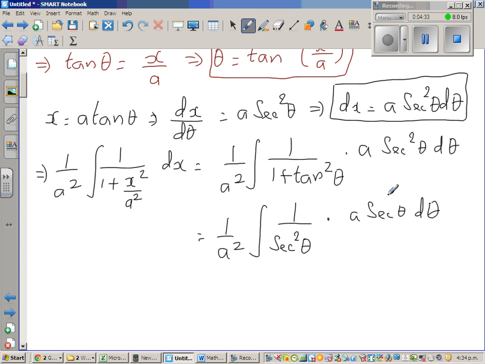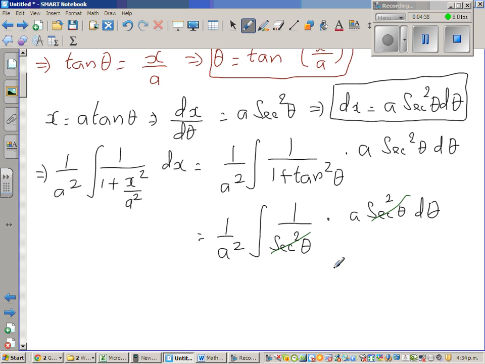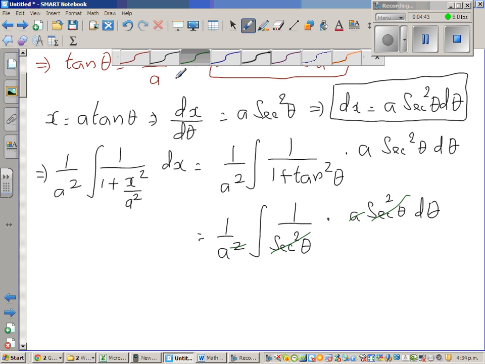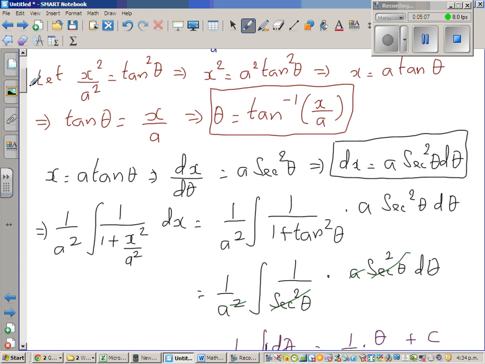This is sec squared theta. So this sec squared and this sec squared get cancelled. This a and this a, one of the a's gets cancelled. So this is nothing but 1 over a integration of d theta, or 1 d theta, which is 1 over a times theta, since integration of 1 d theta is nothing but theta plus c. Now what is theta? Theta is tan inverse of x over a.